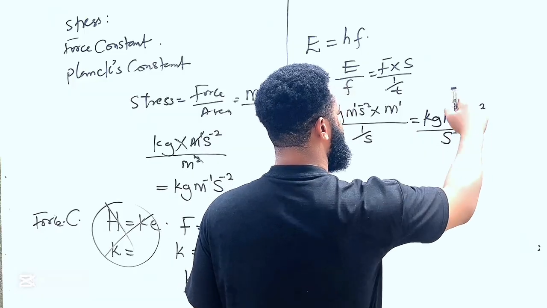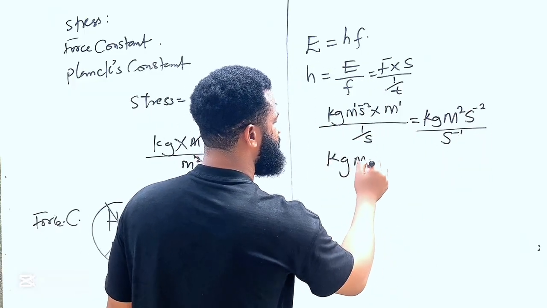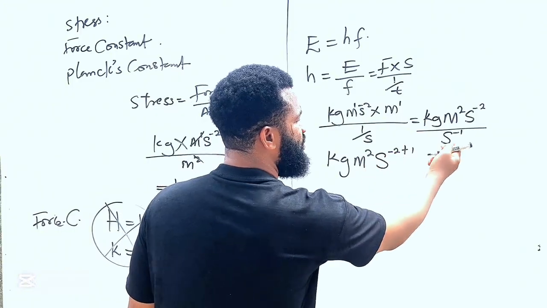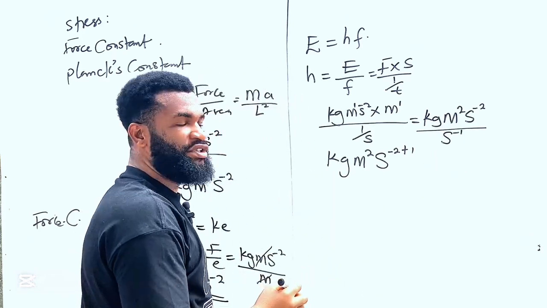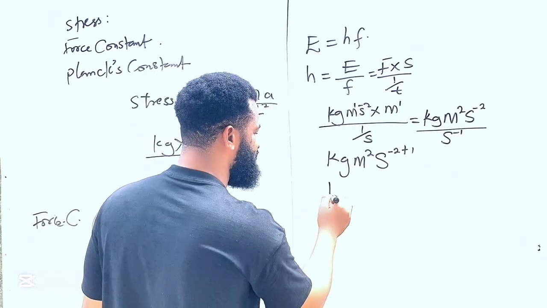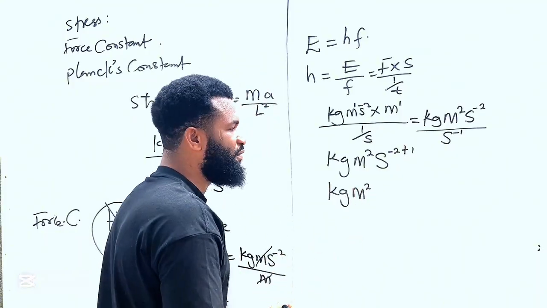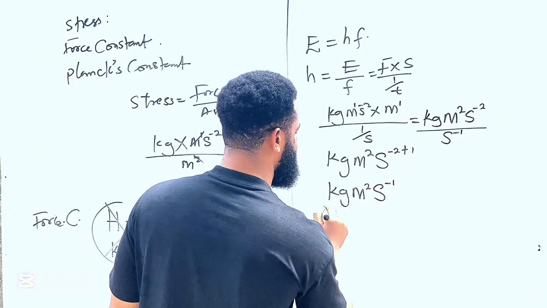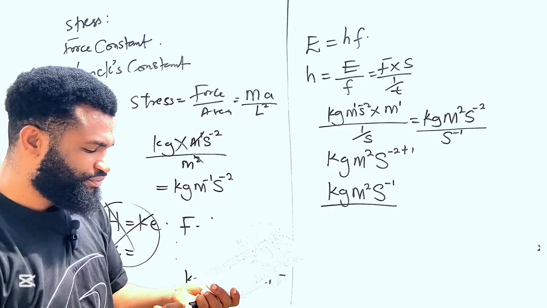And this one is going up to become plus. So this is going to be kg m² s⁻² plus 1, because this one is going up to be plus 1. So we break down later. We have that kilogram meter squared, and s raised to power 1 minus 2 is going to be minus 1. Therefore, this is the base unit of Planck's constant.